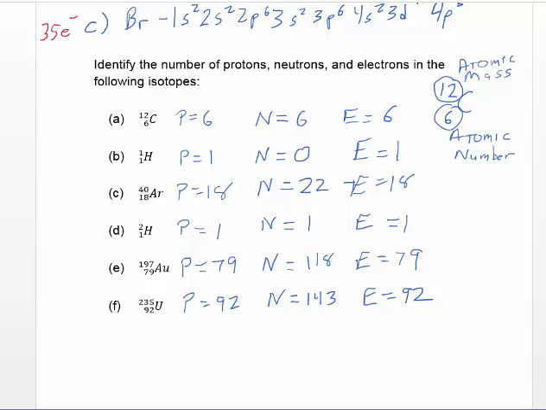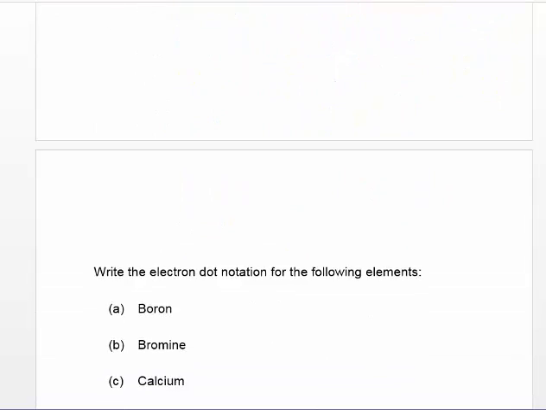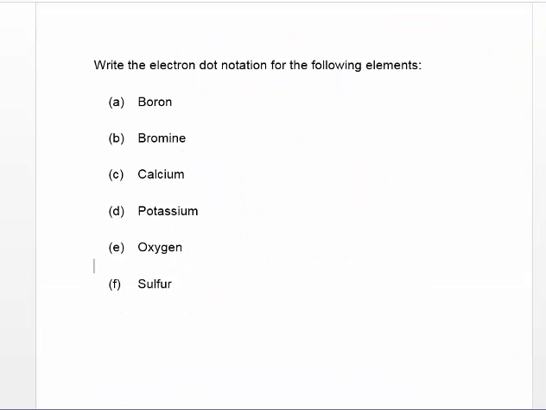Finally, the last sample one here is that we're looking at the electron dot notation. We want to look at that for these 6 elements that are given. The electron dot notation is given in your textbook as to how we write that, but let's do a few examples here. When we do the electron dot notation as compared to the regular electron configuration, we're only looking at the outer shell. We're only looking at the outer 8 electrons.